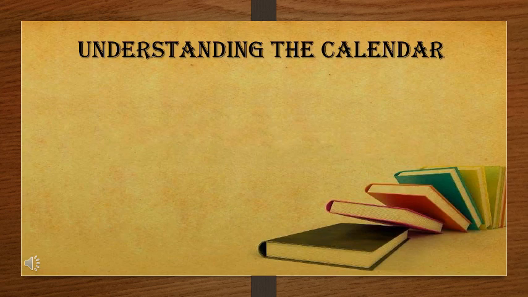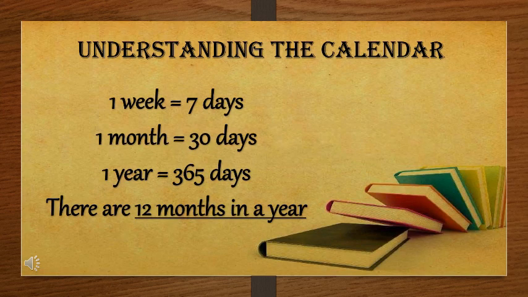After knowing so many things about the time, let's understand the calendar also. In the calendar, 1 week is equal to 7 days, 1 month is equal to 30 days, and 1 year is equal to 365 days. There are 12 months in a year, that is January, February, March, April, May, June, July, August, September, October, November, and December.